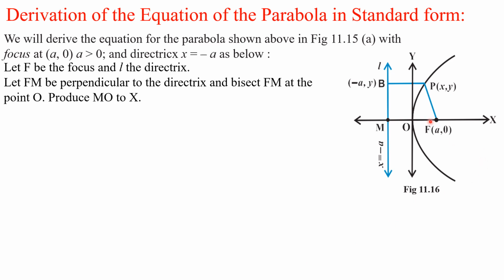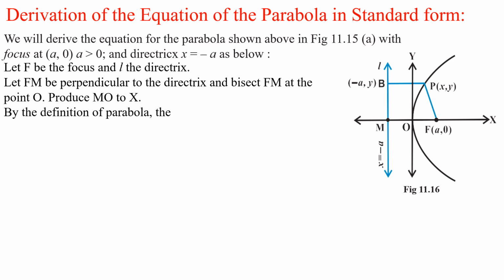See here, first of all, we have drawn a perpendicular line FM to the line L. We have bisected FM, meaning we have found the midpoint of FM, which is denoted by the point O. After that, we have produced this line MO to X. Understood this step, my children?